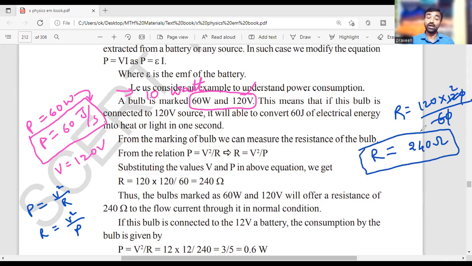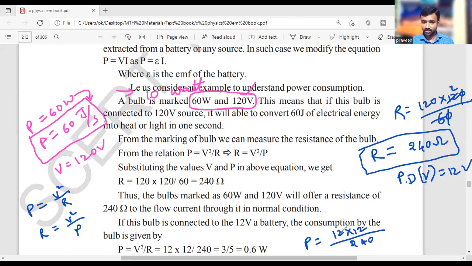So this you need to understand, right? This you need to understand. So if the bulb is connected to a 12-volt battery, then the consumption of the bulb is given by, right? You are able to calculate power by knowing the resistance and the potential difference. V is equal to 12 volts is given. So now the power equals V square by R. What is the V value? 12 into 12 by R, which is 240.